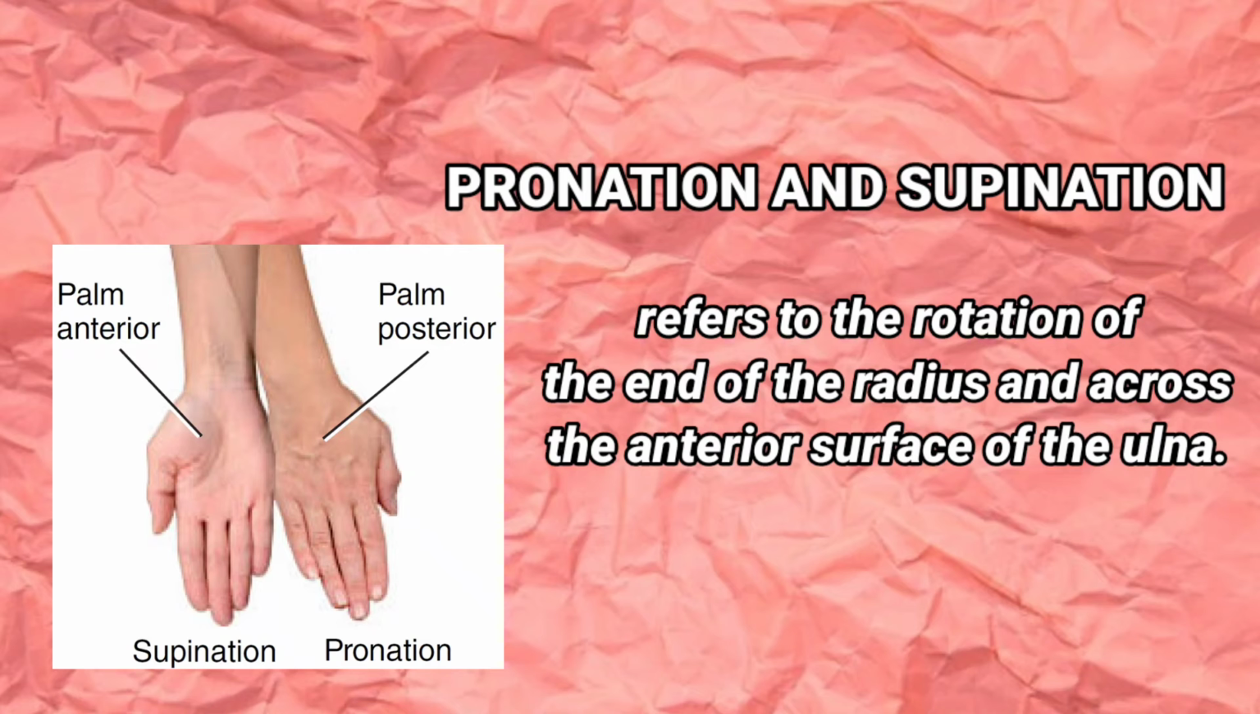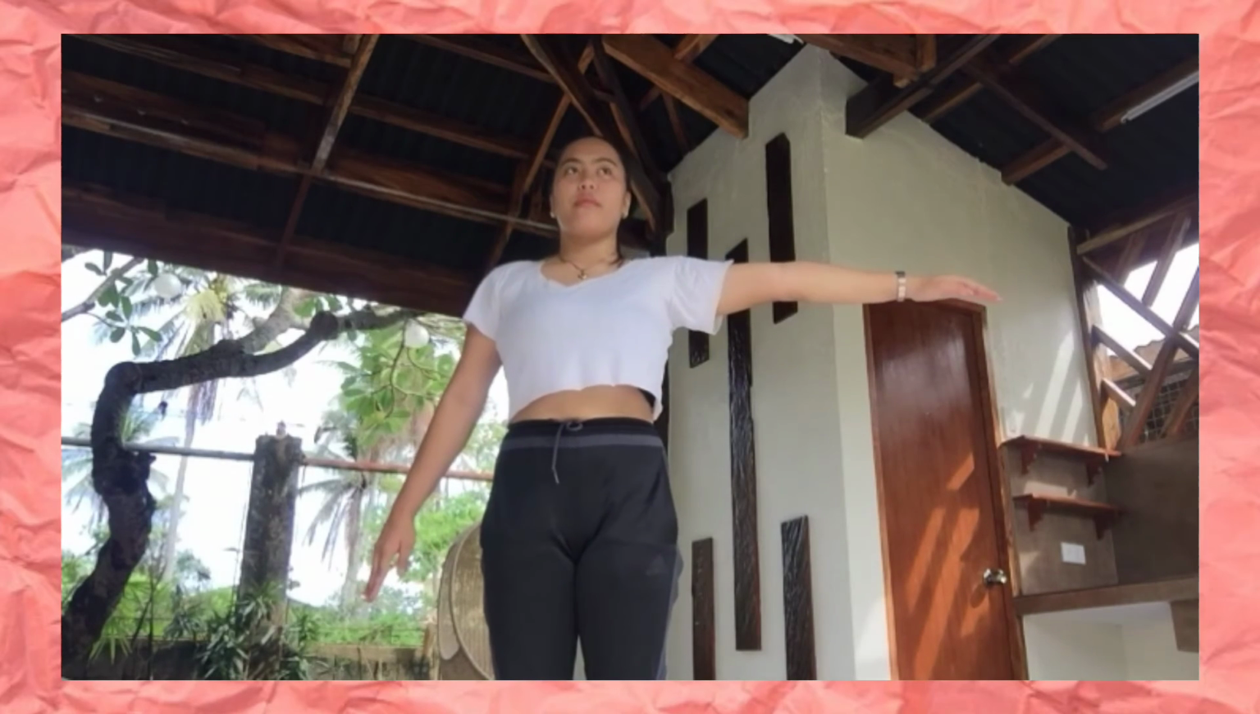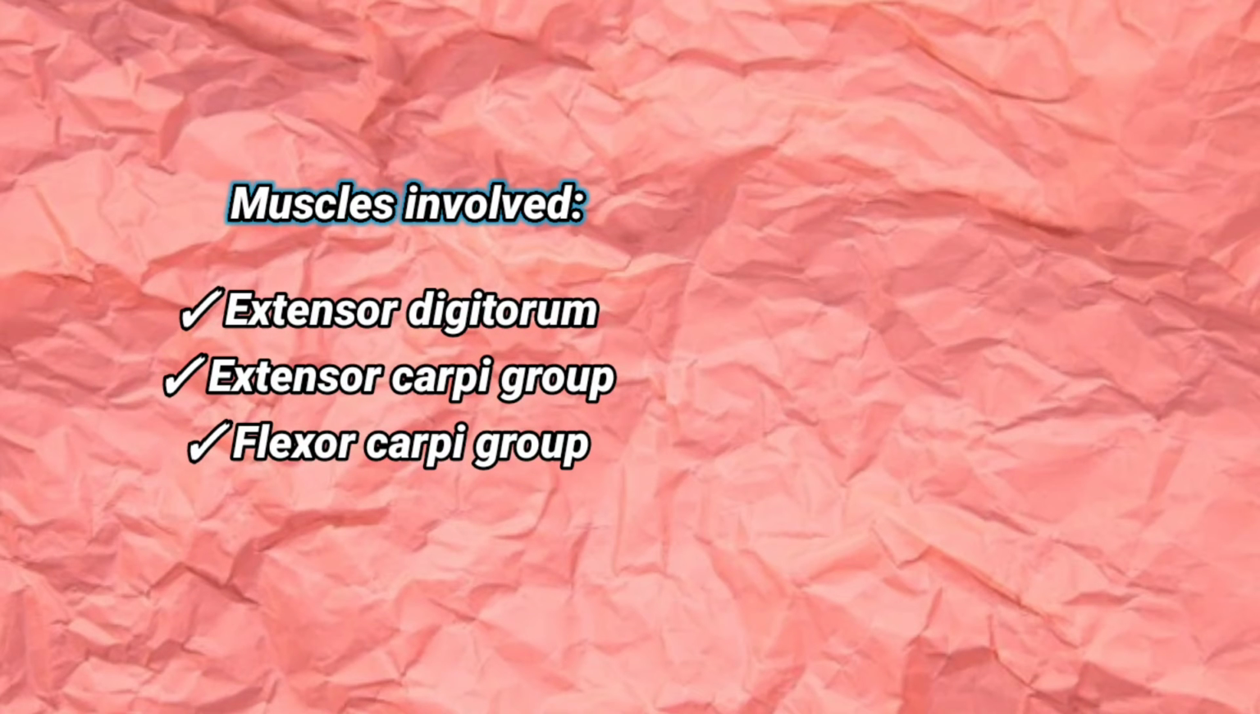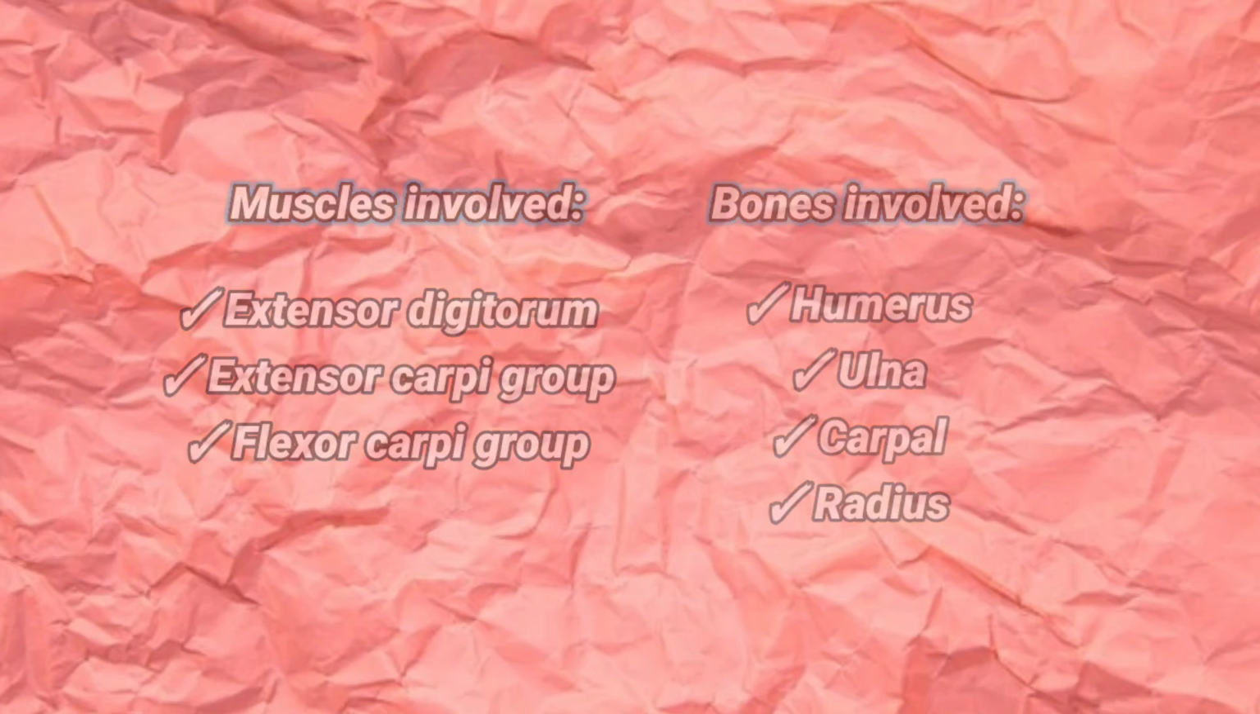The 10th movements are pronation and supination. It refers to the rotation of the end of the radius across the anterior surface of the ulna. Muscles involved are extensor digitorum, extensor carpi group, flexor carpi group. Bones involved are humerus, ulna, carpal, and radius.